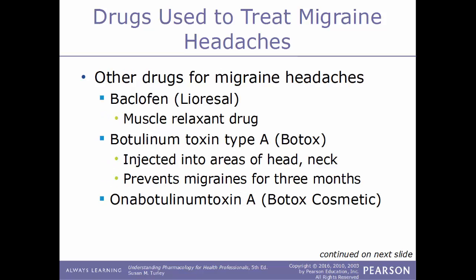Some other kinds of drugs that are used for migraines: baclofen, known by the trade name Lioresal. This is a type of muscle relaxant drug. Botulinum toxin type A, more commonly called Botox. This is injected into areas of the head and the neck directly, and this will prevent migraines for up to 3 months. And also onabotulinumtoxinA, also known by the name Botox Cosmetic.